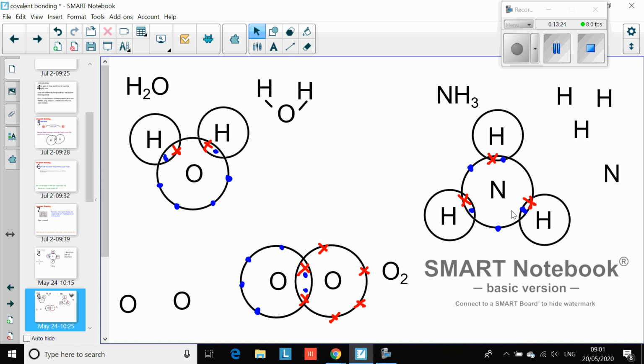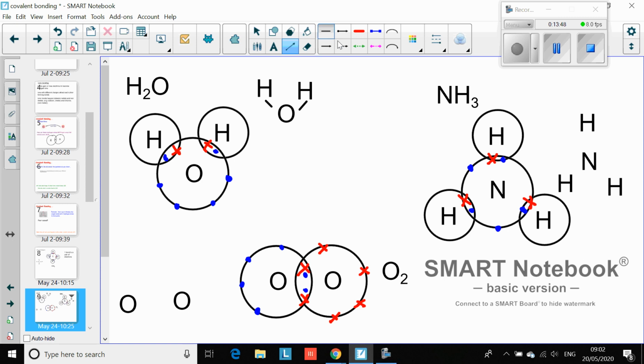Okay. So if we count the hydrogens, they've each got 2 electrons in their outer shell, so they're happy. The nitrogen, 1, 2, 3, 4, 5, 6, 7, 8. So it's happy. And then the nitrogen will form like this. And once again, as you can see, each pair of electrons represents 1 bond. Okay, so a pair is 1 bond.